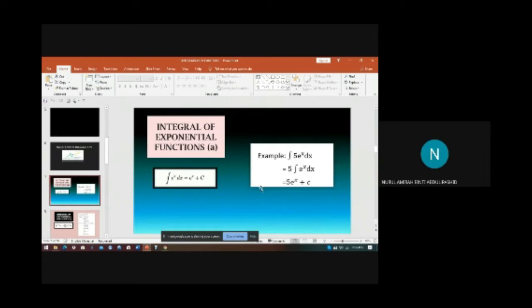So let's move to the example given on how to integrate 5e to the x dx. We just need to move the 5 in front of the antiderivative. So it will turn to be 5 times the antiderivative of e to the x dx. So the final answer is 5e to the x plus c.